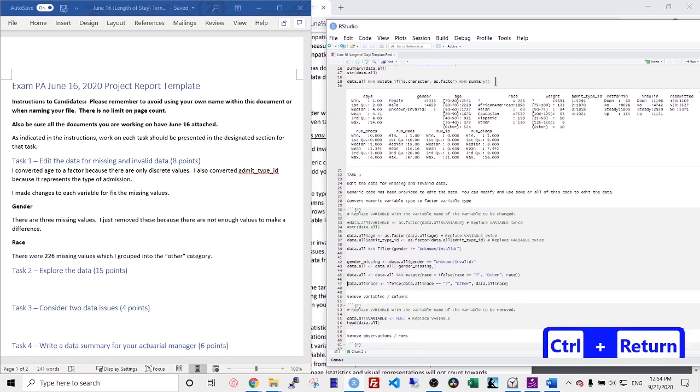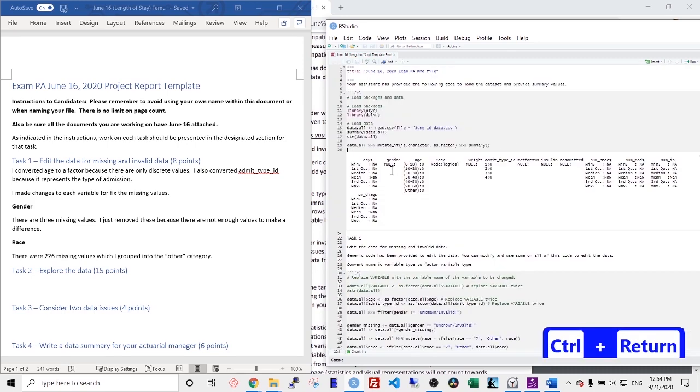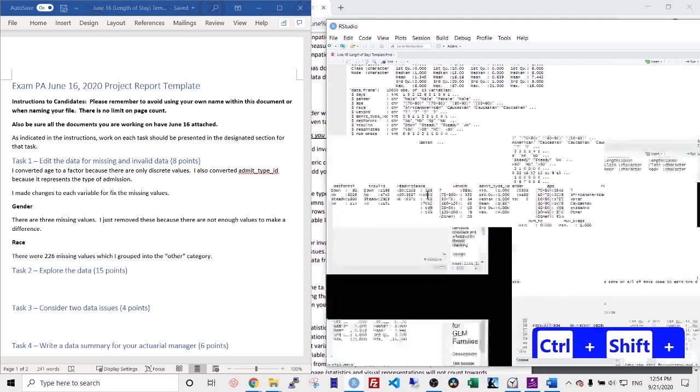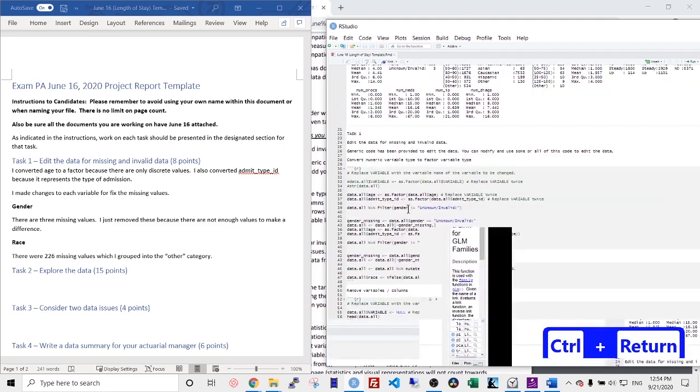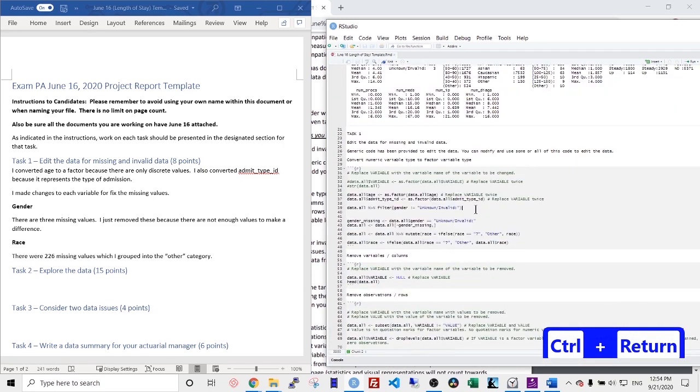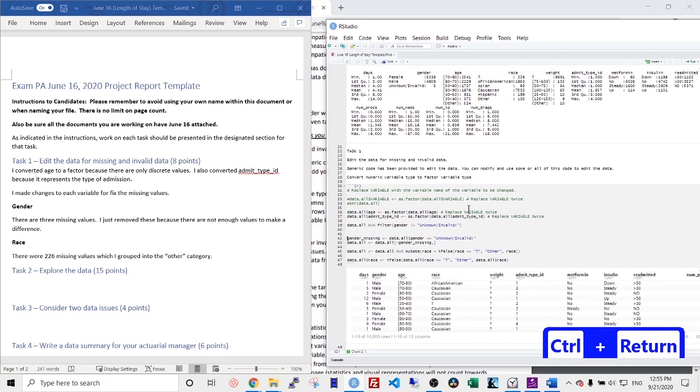And just to check, you can also then rerun the summary here. And something's wrong. I'm getting a lot of NA values. Okay, so I'll rerun this to get back to my initial data. First, let's just rerun the age part. Make sure age is okay. And then admit type ID. And then remove the unknown or invalid gender.